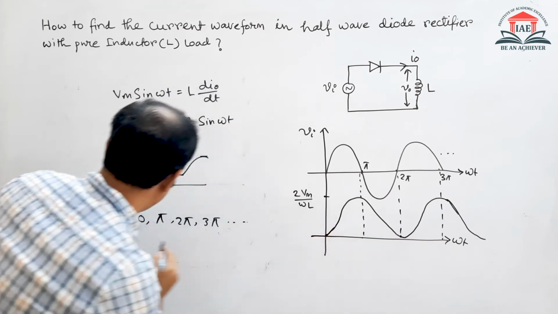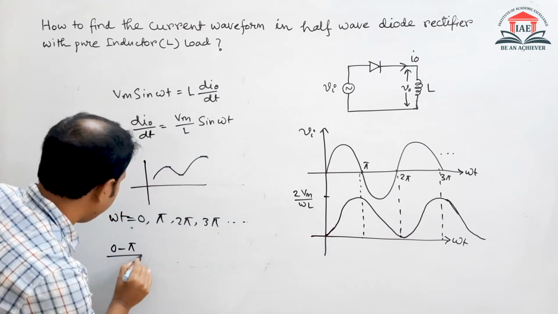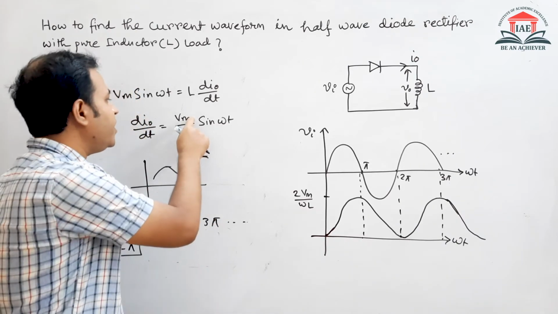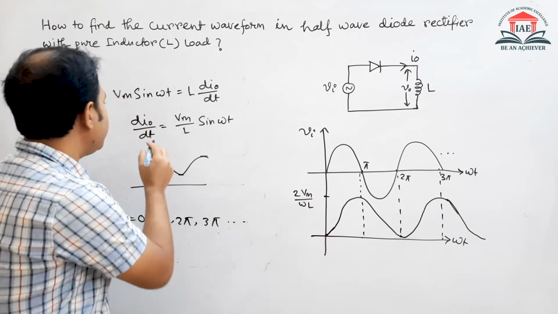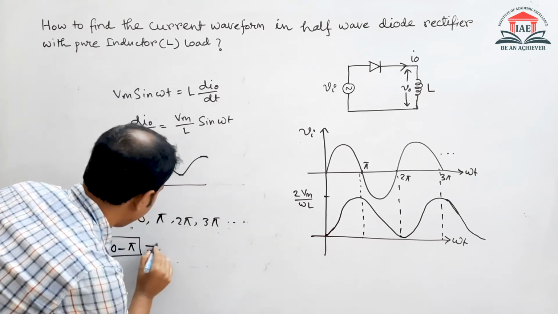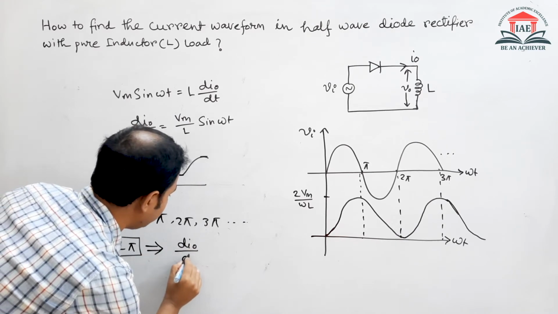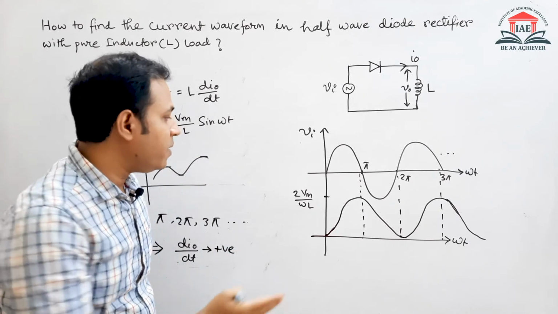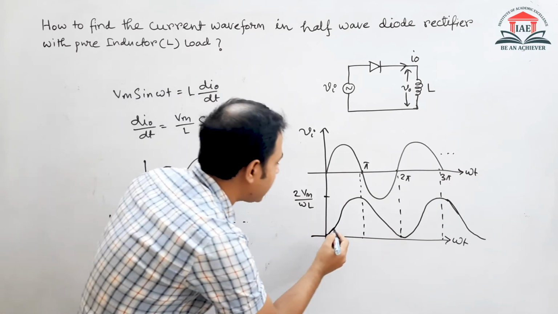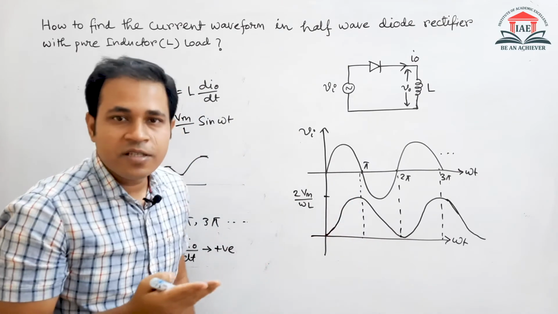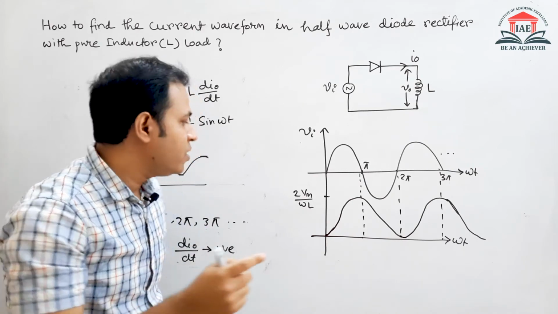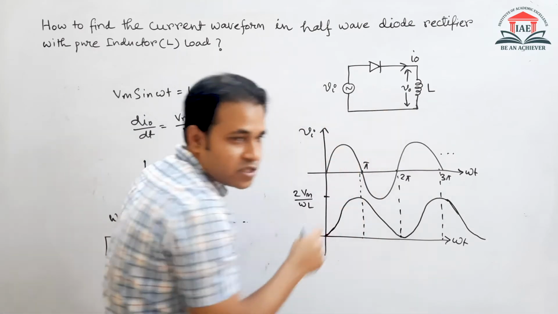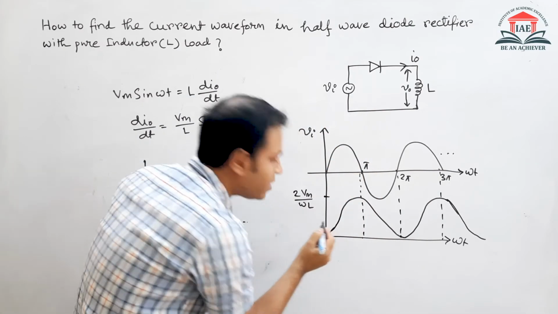Okay, now again if we take the duration 0 to pi, what are we getting? The sin omega t is positive, also Vm is positive, L is a positive quantity. So di0 dt is a positive quantity. Now if it is so, there will be a positive slope. That's why the current is increasing here. Now if there is a positive slope between maxima and minima, there must be a minimum value at 0 here. And because the current cannot flow in the reverse direction, it will be the minimum at 0, right?